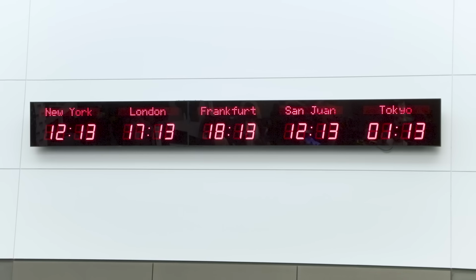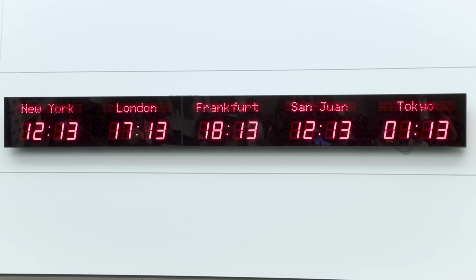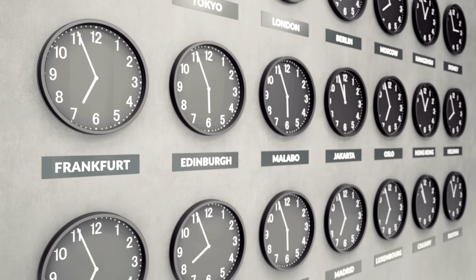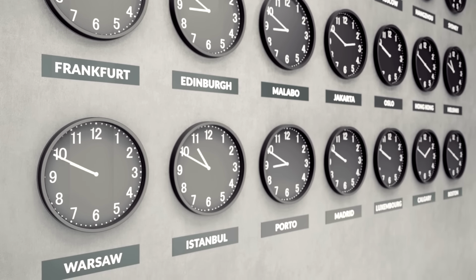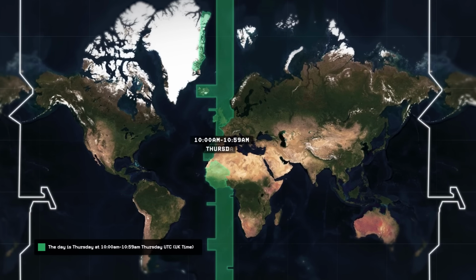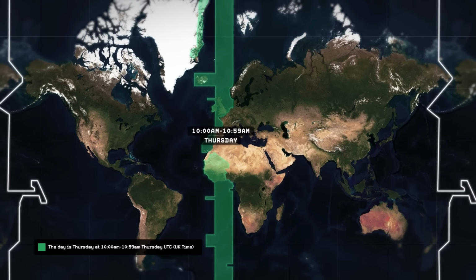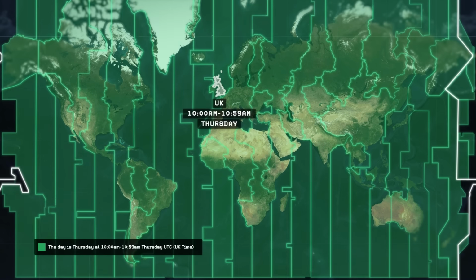Because of the way the International Dateline zigs and zags around, for 1 hour every single day, there are theoretically 3 separate calendar days going on at the same time at inhabited places on the Earth's surface, between 10 a.m. and 10:59 a.m. UTC time in the UK. Between UTC 10 a.m. and 10:59 a.m. Thursday, for example, it'll be Thursday morning in the UK and Thursday for most of the rest of the world.